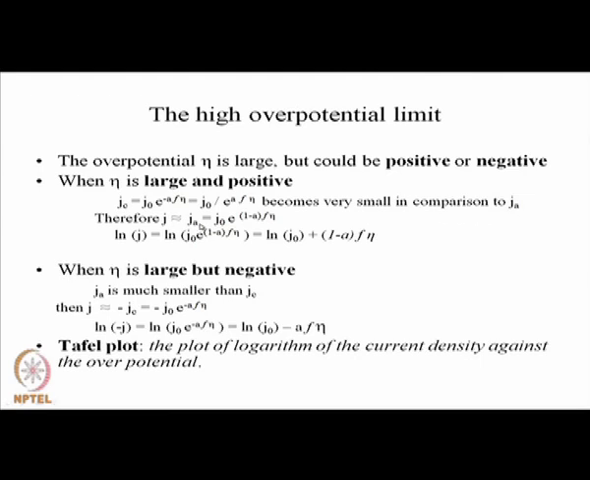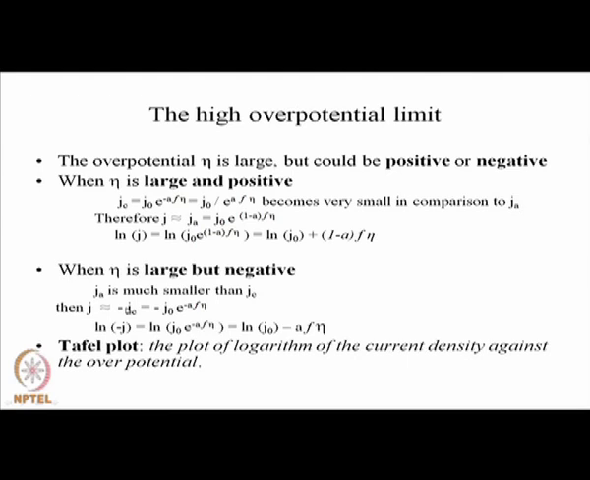Therefore, J is approximately equal to Ja, which is equal to J0 e^((1 − A) f η). If you take ln on both sides, you get ln J = ln J0 + (1 − A) f η. So under that condition, initially when the overpotential is low, there is a linear relationship between J and η, but now it is a logarithmic dependence.